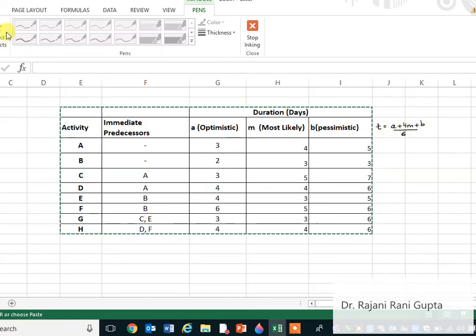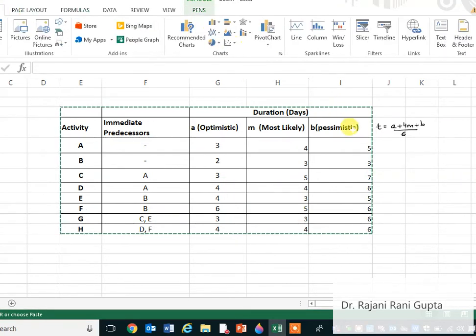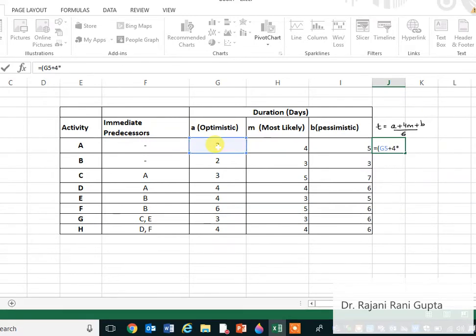Okay, so for that, what we can do, we can simply go here, simply type equal to, now put the bracket. What is A? A is this time, means this cell, plus 4 multiplied by the next cell, which is M, plus B, which is in the cell I5. Close the bracket, divide by 6, enter. Okay, so this gives you the duration T.